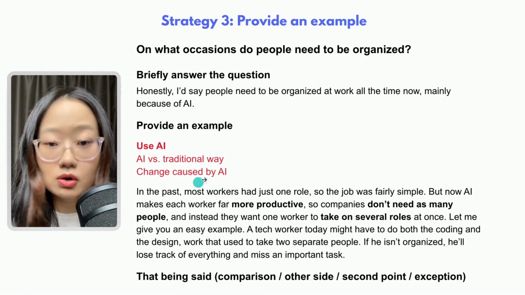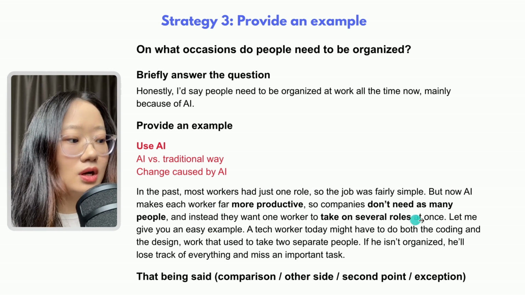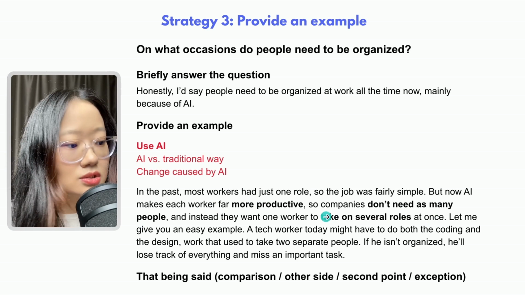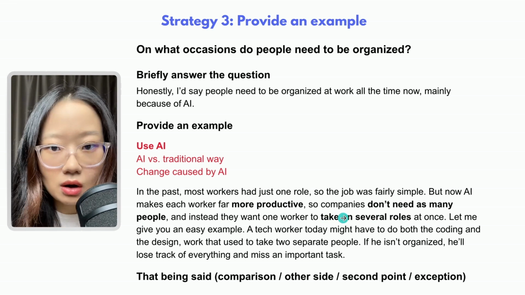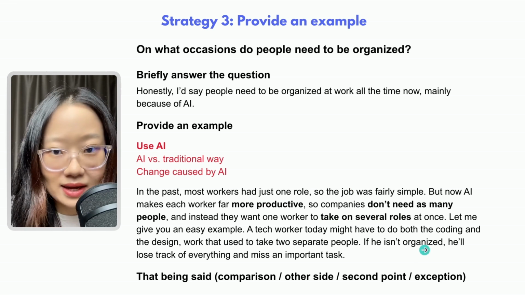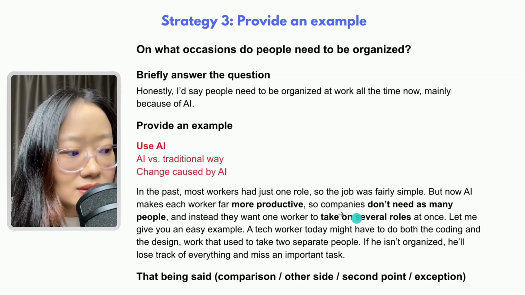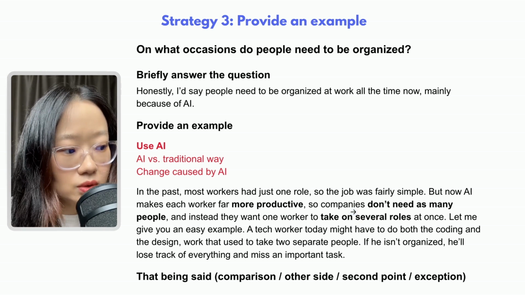What are the changes caused by AI? AI makes workers more productive, so companies don't need many people. So one worker has to take on several roles. These changes caused by AI have made it more important for people to be organized at work. By describing these changes caused by AI, our answer has become so much longer.